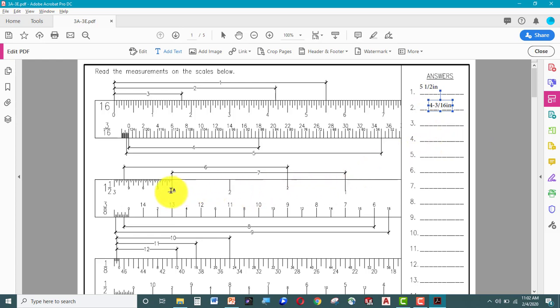So the ones that are a little more difficult are the architectural ones. This is a 1.5 inch equals a foot scale. So 1.5 inches on a drawing represents 1 foot on the ground.